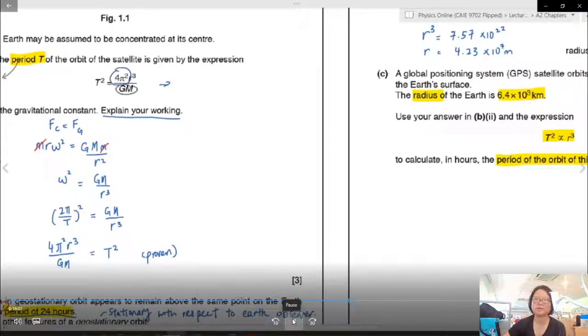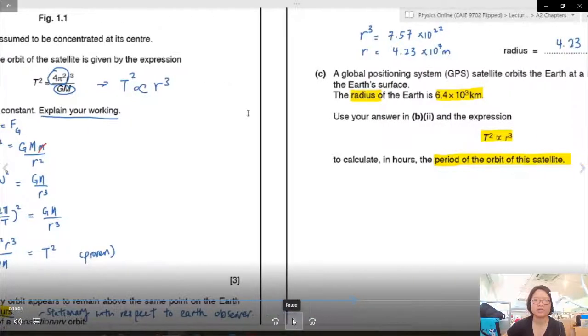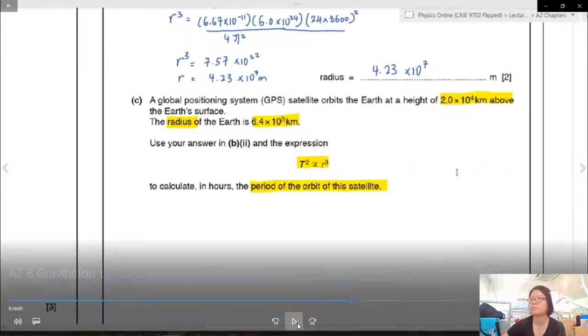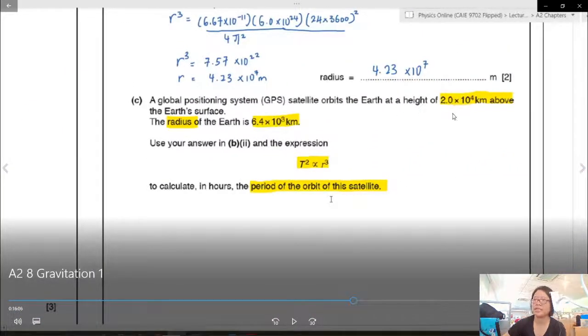the GPS system. You now have what we call a satellite orbiting the Earth at a height of this many kilometers above the Earth's surface. You're given the radius of the Earth. This is a second hint that the previous answer was wrong. The previous answer, the prefix is 10 to the power of 5.